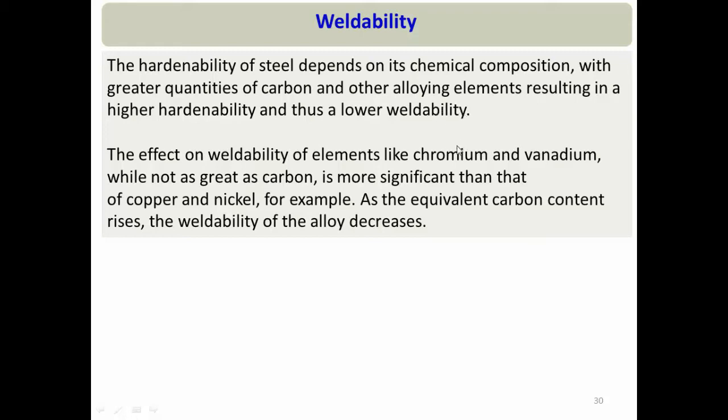So it means that when we increase carbon, we gain important properties: strength, hardness, hardenability. And when we decrease carbon, we get two important properties: ductility and weldability. Now, weldability is mostly decided by carbon. That is the sole important alloying element in steel. But after carbon, chromium and vanadium are in second or third place. Copper and nickel have very little significance for weldability. That's why we talk about equivalent carbon content when we talk about weldability.